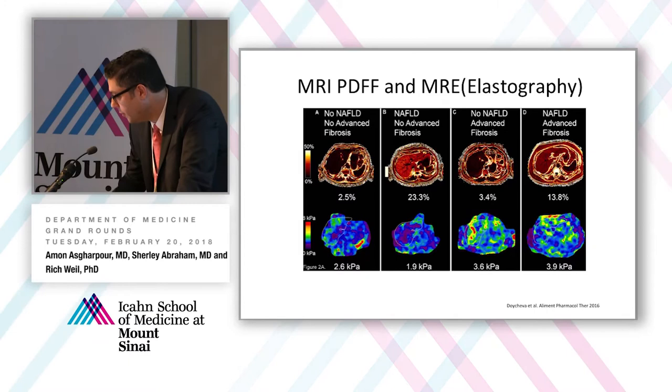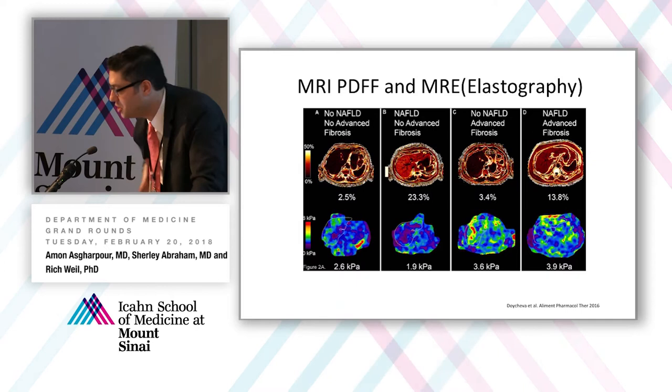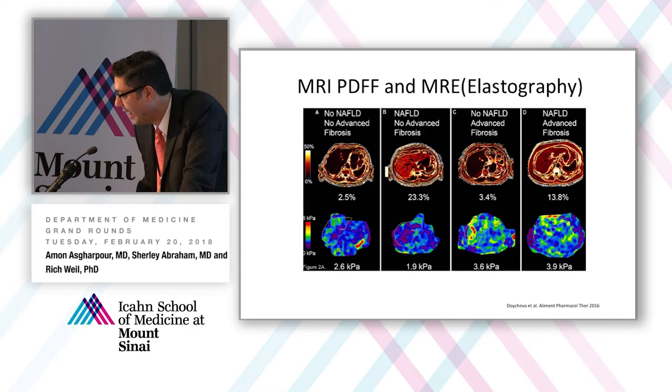Another modality we have available to us is the MRI with proton density fat fraction and MR elastography. So it's kind of the same concept as the FibroScan, but instead of a little probe, it's a gigantic paddle that goes over the entire liver and thumps your entire liver as you go through the MRI machine. And you can see over here on the top, this is the estimation of fat. So 2.5% fat, 23.3% fat. You can see it gets much lighter when there's more steatosis that occurs in the liver.